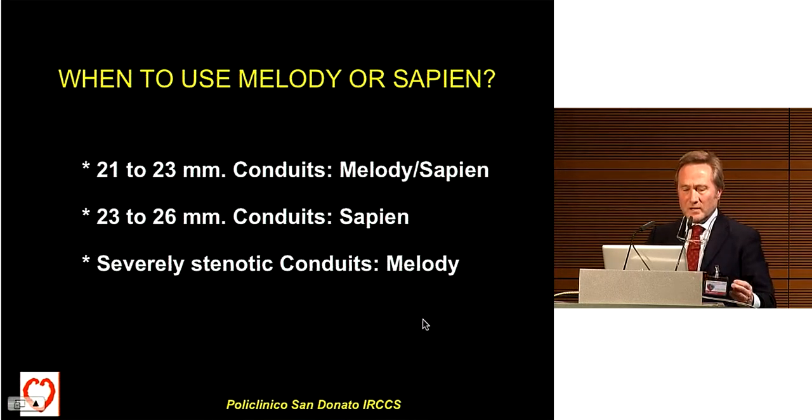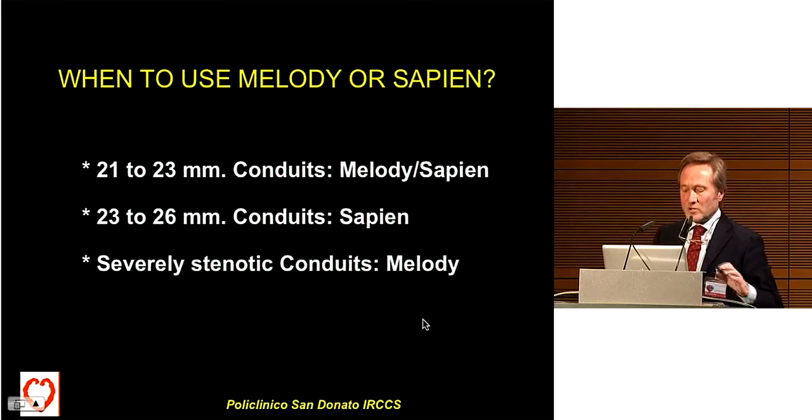So in conclusion, when to use Melody or Sapien? I think in conduits between 20 and 23 millimeters in size, both devices can be used successfully. In larger conduits, the Sapien has to be used because Melody cannot be implanted, at least following the recommendations of Medtronic, above 22 millimeters, in spite of the fact that we can reach the size of 24 probably without problems, maybe even a bit larger.